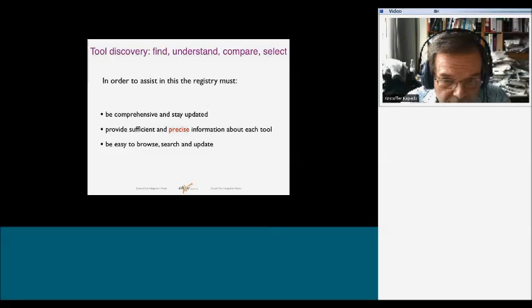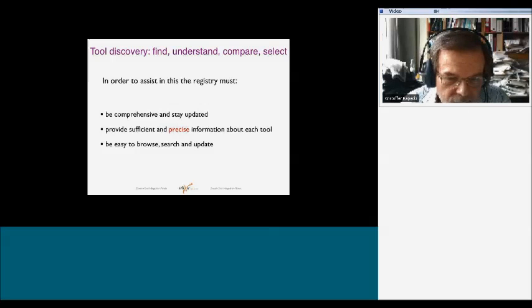The other requirement that is equally important is the one of understanding what you have found in the registry. So the registry must provide sufficient and precise information about each tool, because otherwise the user is only half helped. The user needs to be able to conclude from the information in the registry as much as possible of the nature of the tool, its specifically scientific function, so that the subsequent decisions can be made whether to use it or not, or you look for other tools.